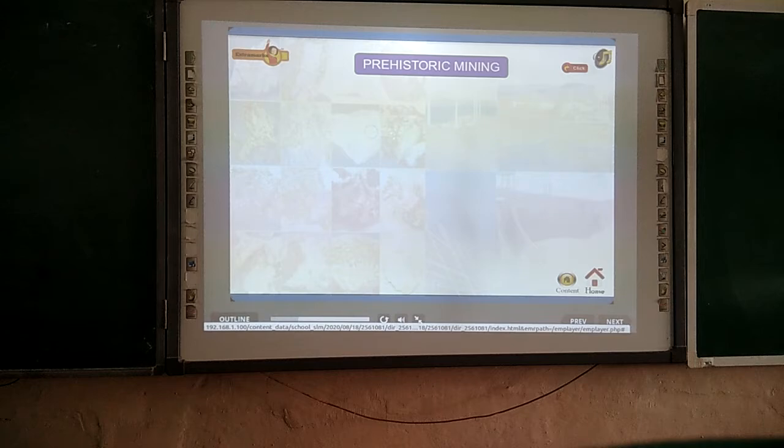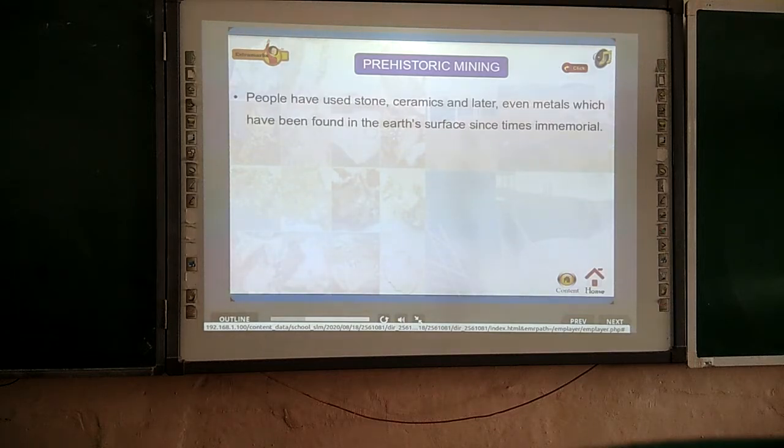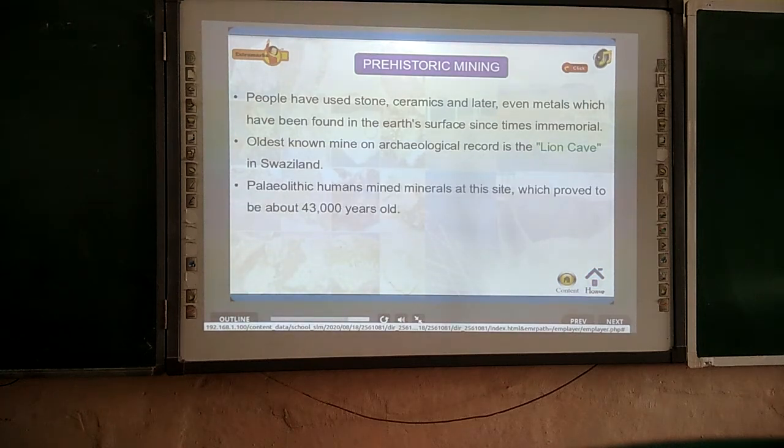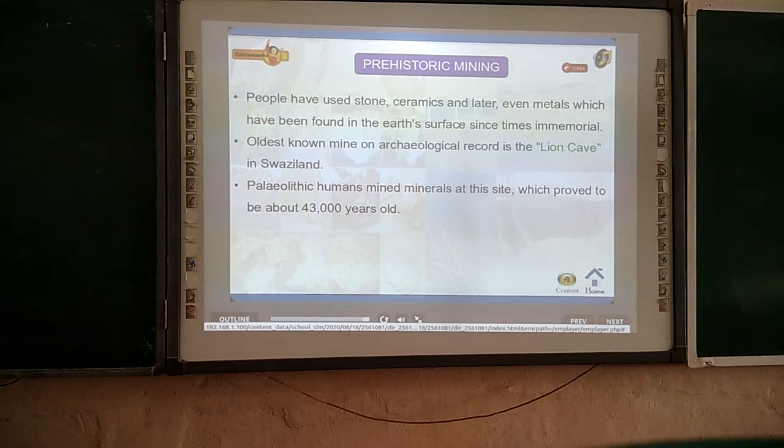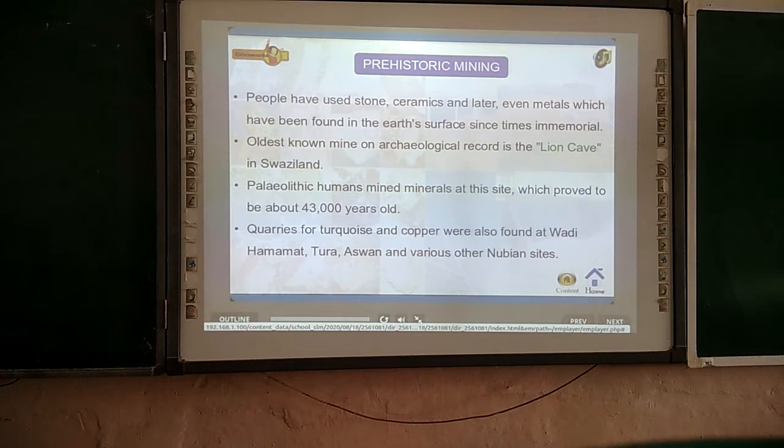Let us know about prehistoric mining. People have used stone, ceramics, and later even metals, which have been found on the Earth's surface since time immemorial. The oldest known mine is the Lion Cave. Paleolithic humans mined minerals at this site, which proved to be about 43,000 years old. Quarries of turquoise and copper were also found at Wadi Hammamat, Tura, Aswan, and various other Nubian sites.